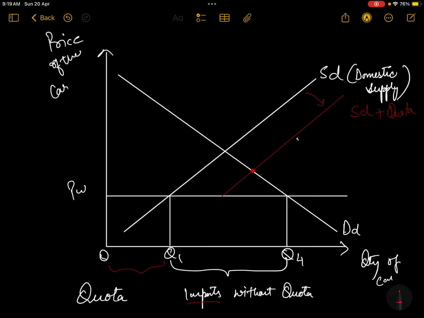Now the new equilibrium will be established at this point, which I have just shown you, the red dot. Wherever the demand and supply intersect, the new quantity and price are created in the market. So keeping that in mind, I'm going to draw my quantity, which is Q3, and the new price, which is the quota price, PQ.